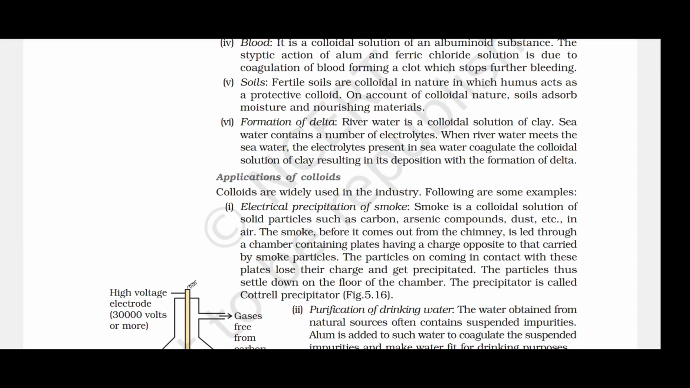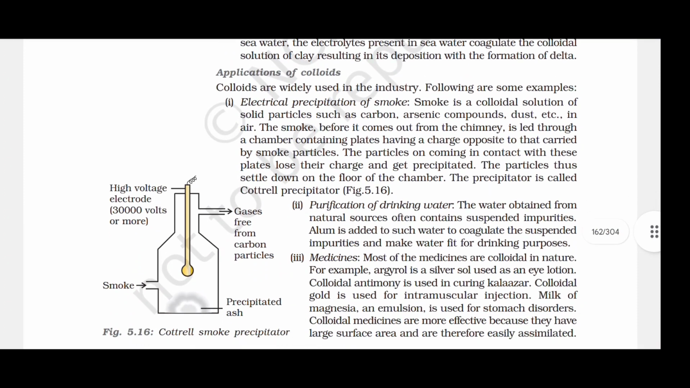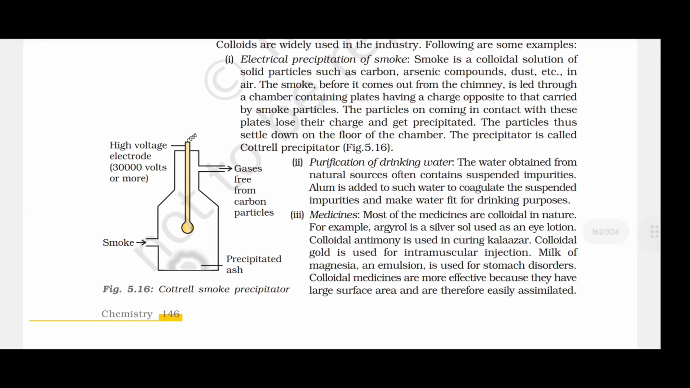Application of colloids. Colloids are widely used in industry. Following are some examples. First, electrical precipitation of smoke. Smoke is a colloidal solution of solid particles such as carbon, arsenic compounds, dust, etc. in air. The smoke, before it comes out from the chimney, is led through a chamber containing plates having a charge opposite to that carried by smoke particles. The particles, on coming in contact with these plates, lose their charge and get precipitated. The particles thus settle down on the floor of the chamber. The precipitator is called Cottrell precipitator.